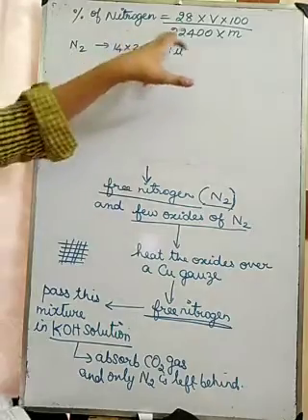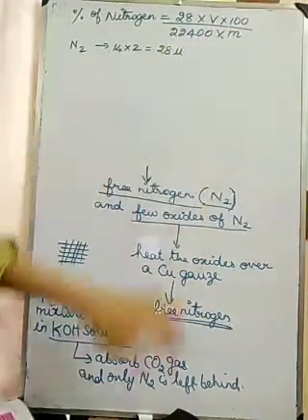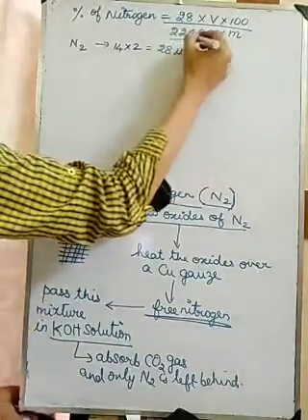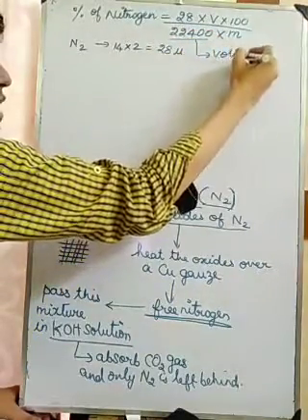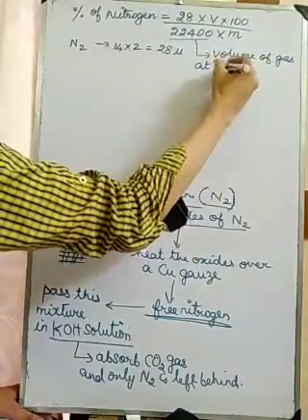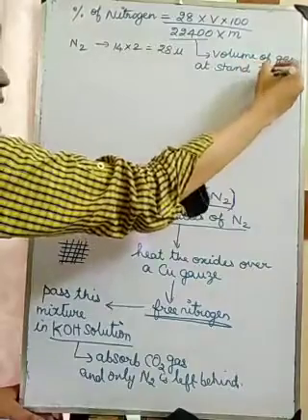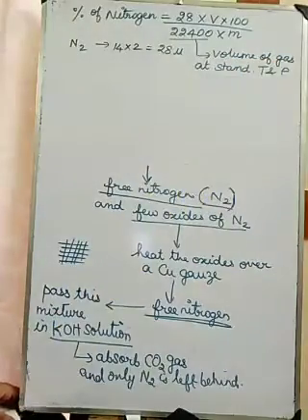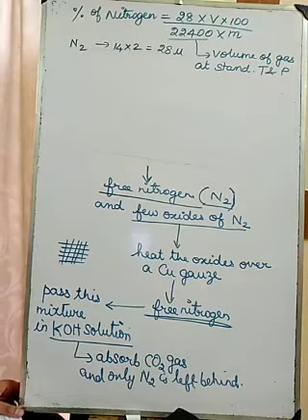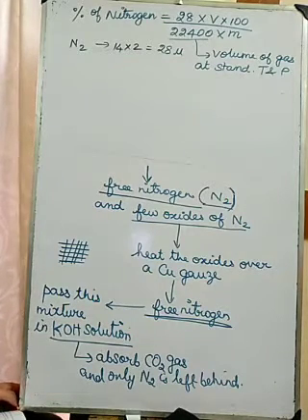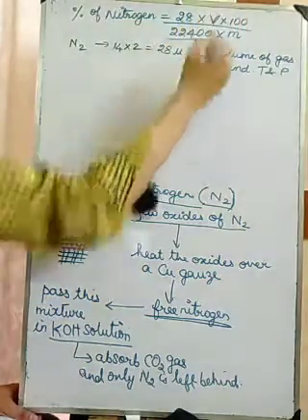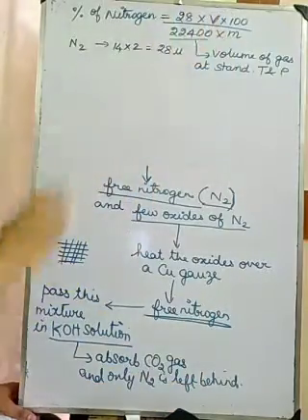For percentage we have to multiply into 100. 22400 is the volume of gas at standard temperature and pressure. It is a constant value, it will not change. So 22,400 liters is the volume of gas at standard temperature and pressure. And V is how much gas we are going to collect, that volume.